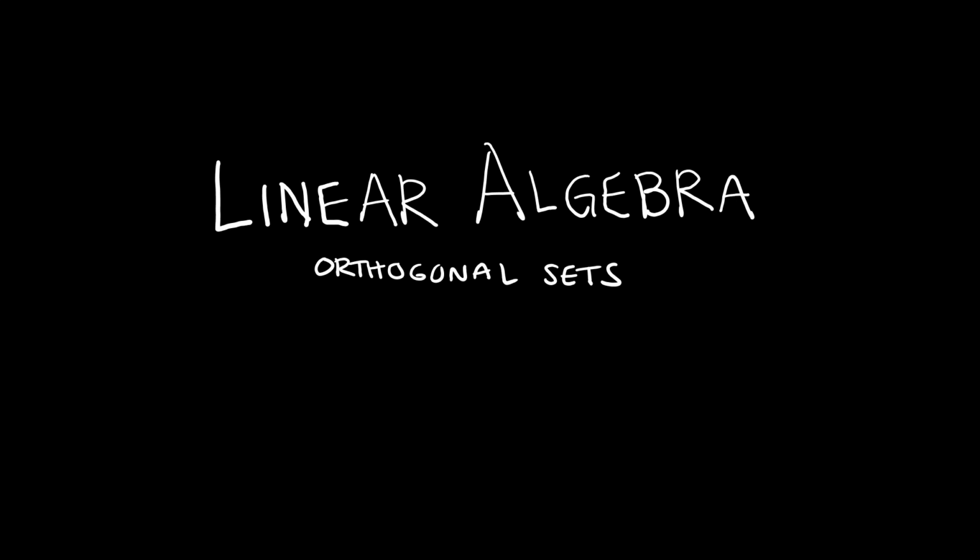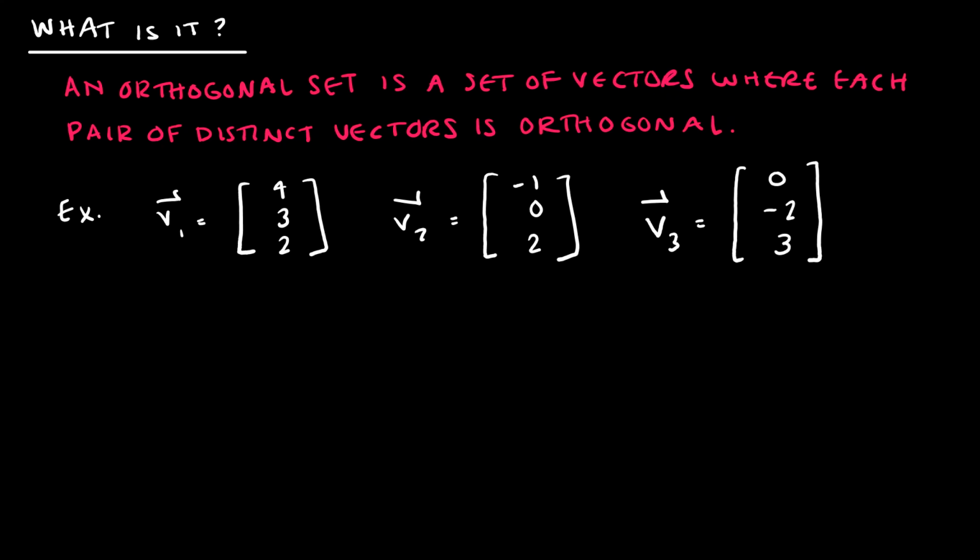Let's take a look at orthogonal sets. What is an orthogonal set? Well, it's simply a set of vectors where each pair of distinct vectors is orthogonal.